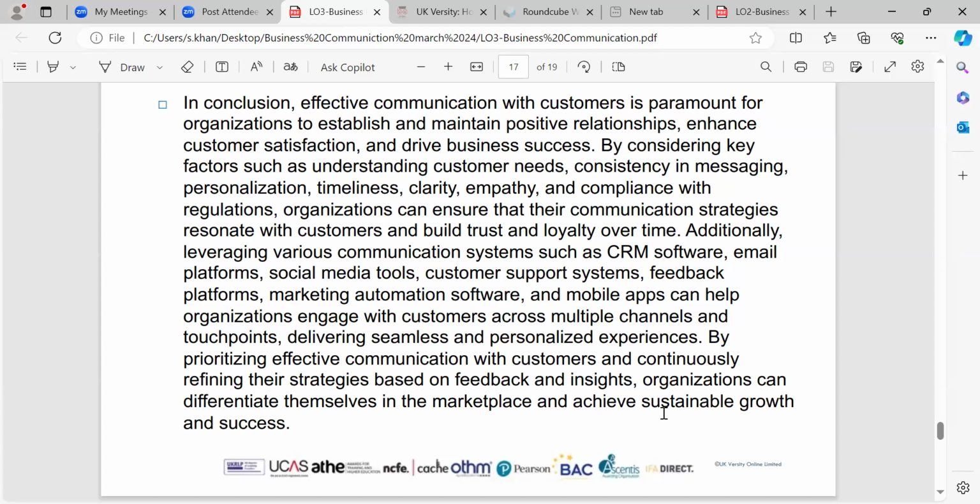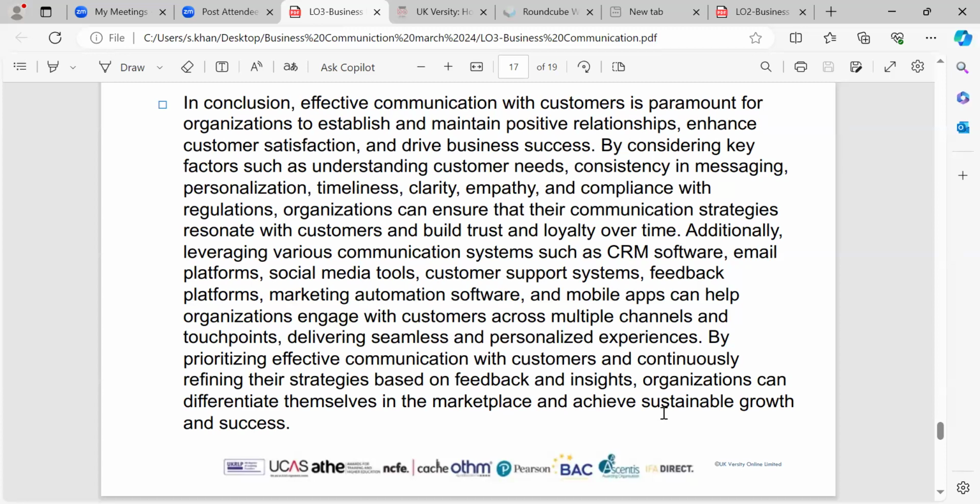It's so important that we have good communication with our customers, because customer communication is like a two-way street where businesses and customers exchange information. They also maybe joke and maybe even have memes.